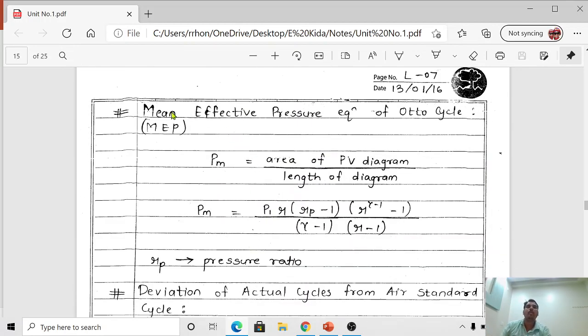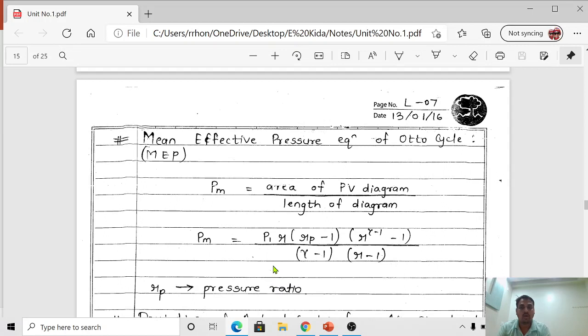Similarly, when we talk about another formula, the mean effective pressure equation of the Otto cycle, it is indicated with the letters P suffix M, or simply MEP. Its formula is the area of the PV diagram divided by the length of the diagram. The mean effective pressure for the Otto cycle is equal to P1 into R suffix P minus 1, in brackets, R raised to gamma minus 1 minus 1, whole divided by gamma minus 1 into R minus 1, where R suffix P is nothing but the pressure ratio. So this is all about the Otto cycle.